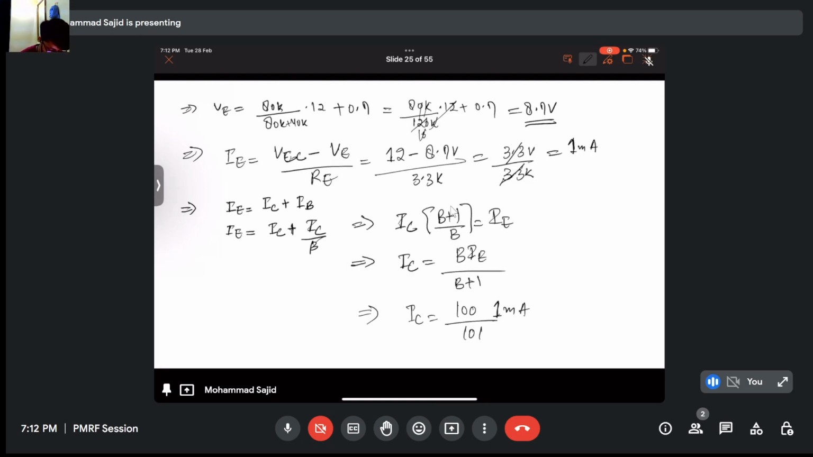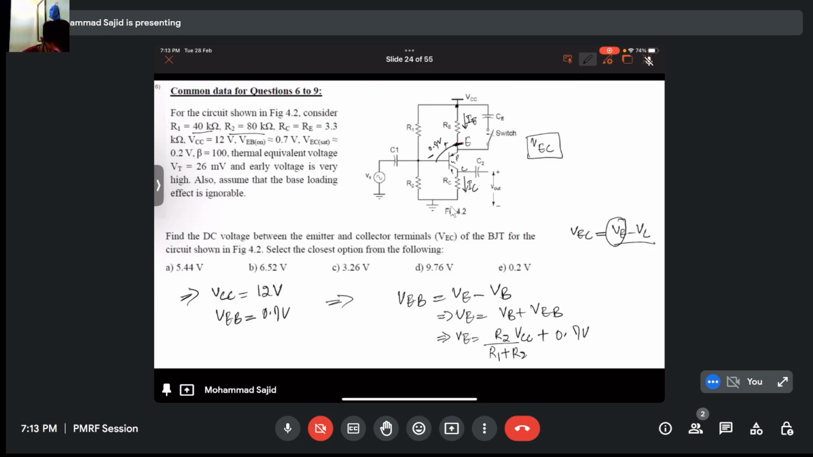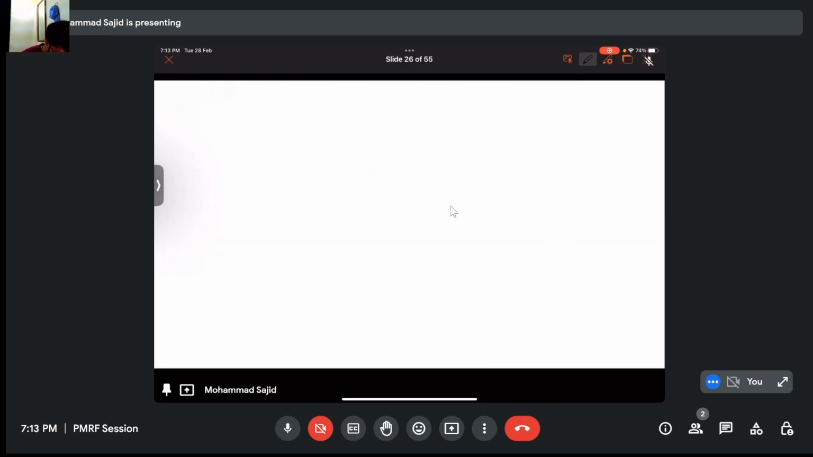Now what we have to find from IC is VC, right? VC will be simply equal to IC RC. Now VC is equivalent to IC RC, that is 100 by 101 times 10 raised to power minus 3 into RC. My RC is equal to 3.3 K.